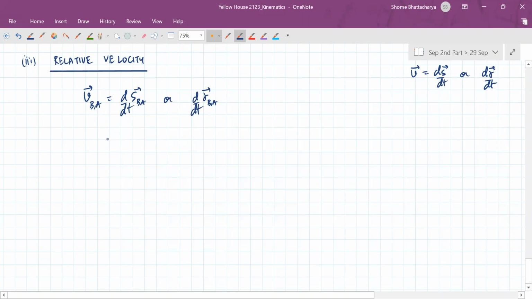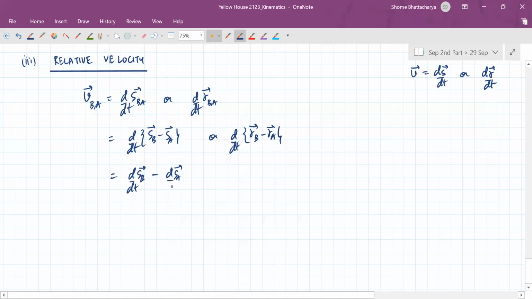Okay. Now further, we have seen that displacement of B with respect to A is displacement of B in the ground frame minus displacement of A. And likewise, position of B with respect to A is R_B minus R_A. So this operator just applies to this whole bracket like this. It becomes rate of B's displacement minus rate of A's displacement, or you can express it as rate of change of B's position minus rate of change of A's position.